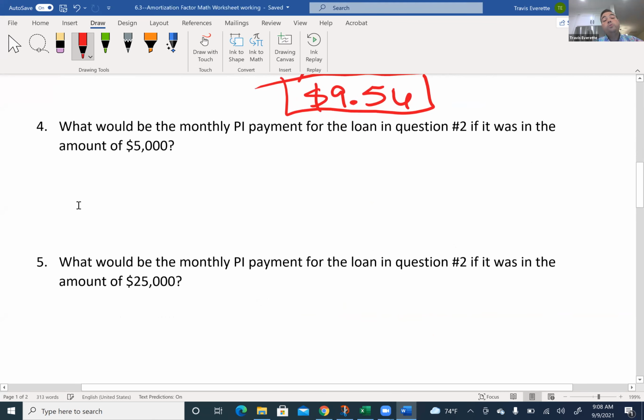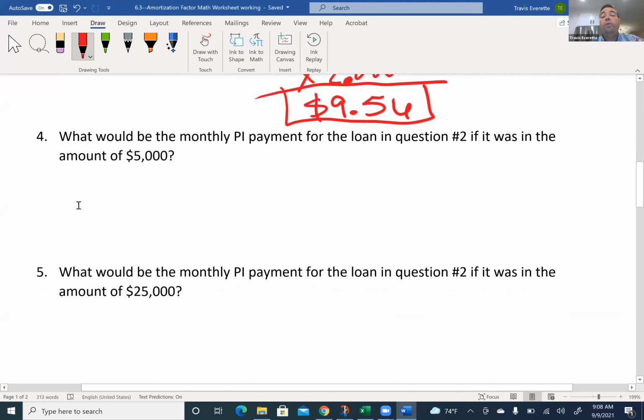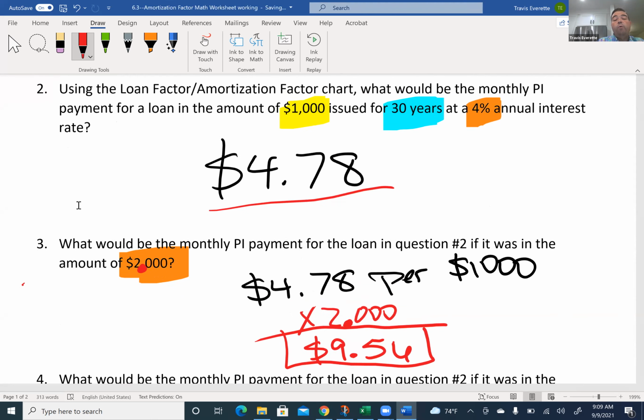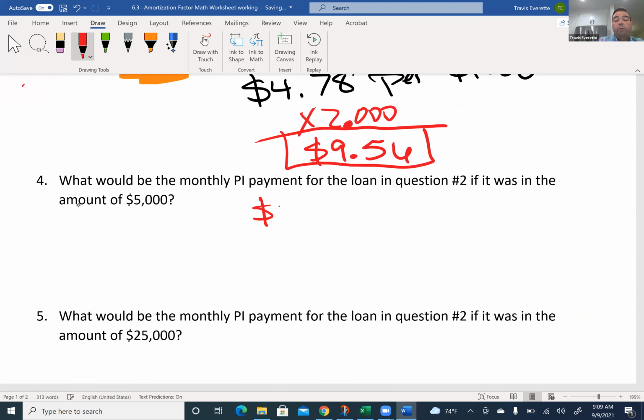Number 4 says, what would the monthly PI payment be for the loan in question number 2 if it was in the amount of $5,000? Well, again, we go right back. In question number 2, we already said that the monthly payment is $478. So we know that's our starting point.